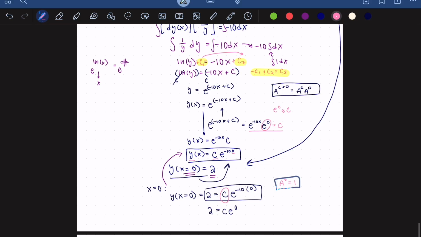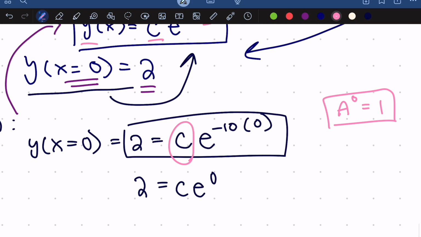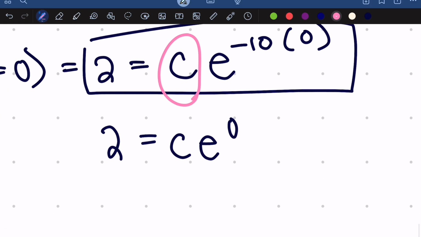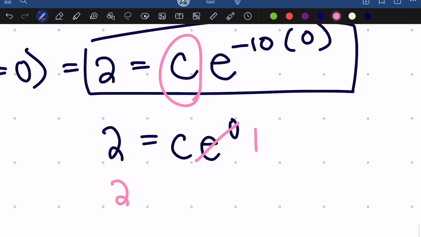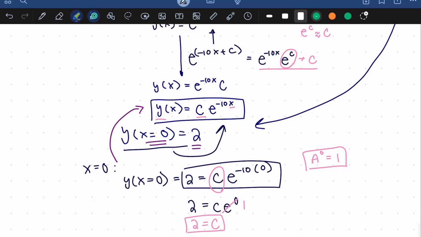So a lot of solving ODEs just comes down to knowing your basic rules. Sometimes it feels really complicated, but once you start solving it, it's very simple. So e to the 0 is 1, like we just established. So 2 equals c. So our unknown variable is 2. Now we have our equation, and thanks to our boundary condition, our unknown variable.